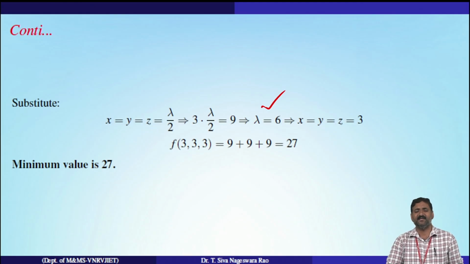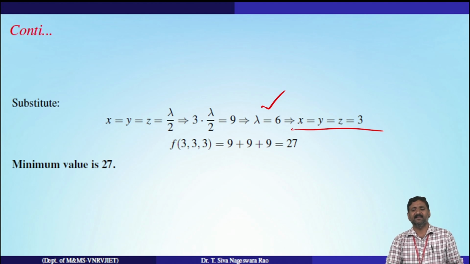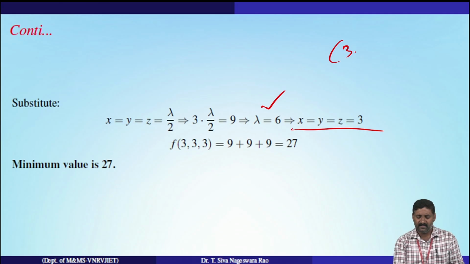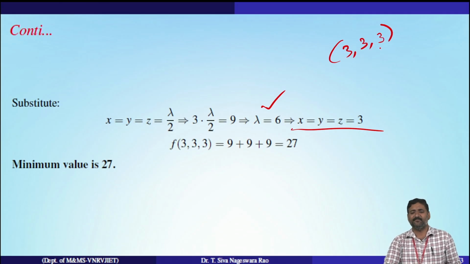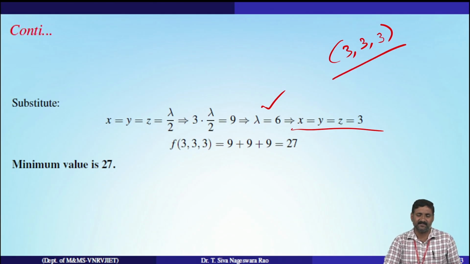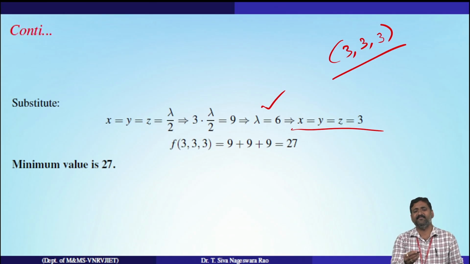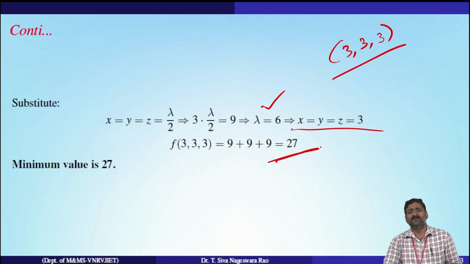By substituting lambda is equal to 6 into the three equations, you will have x is equal to 3, y is equal to 3, z is equal to 3. Therefore, what is the stationary point? 3 comma 3 comma 3. Now our aim is to find the minimum value. So we will substitute 3 in place of x, 3 in place of y, 3 in place of z into the given function. You will have the value 27.